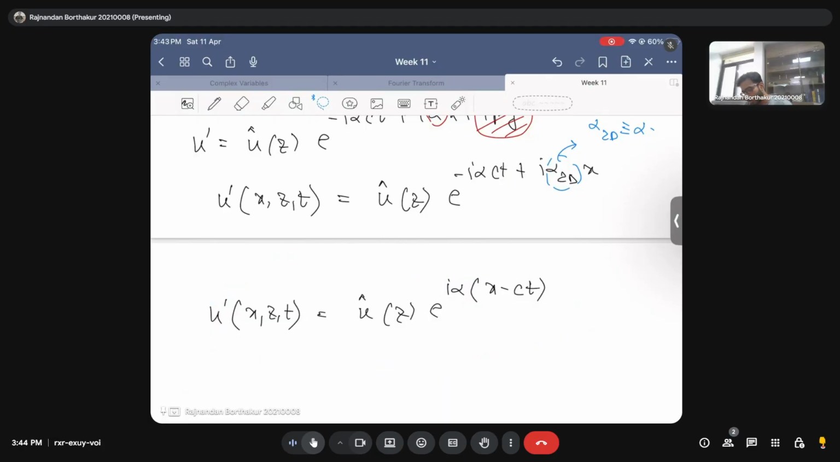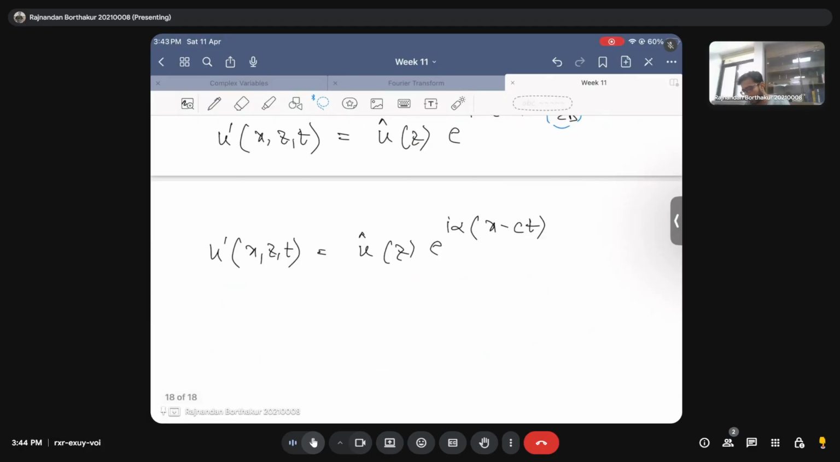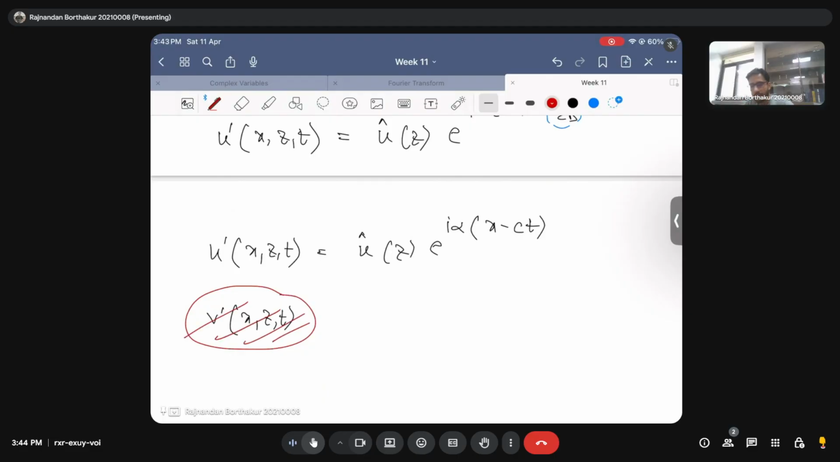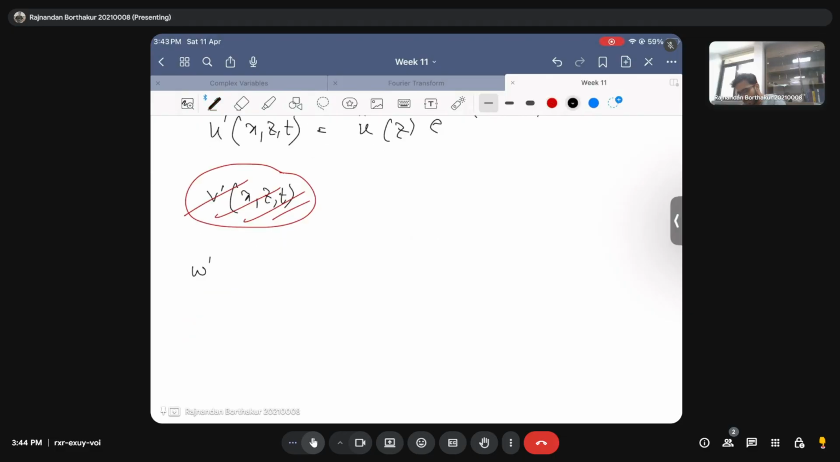That's the normal mode in the 2D problem. Similarly, you can show that your v prime is also a function of x, z and t, but remember, I don't need v prime now because I am basically solving a 3D problem. So I don't need this v prime variable. All I require is the w prime variable, which is the velocity component in the z direction. This will now be a function of x, z and t.